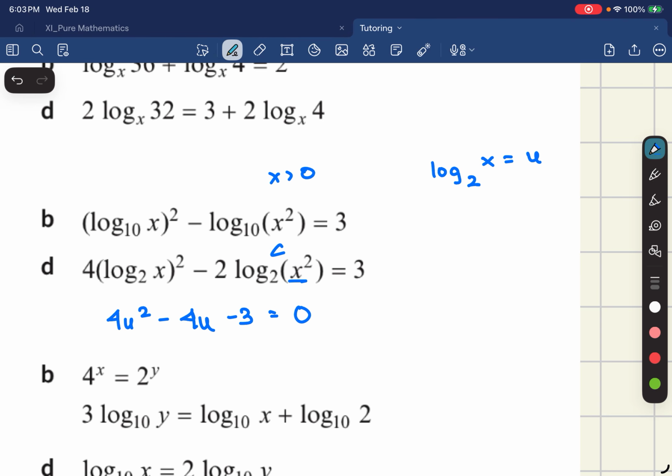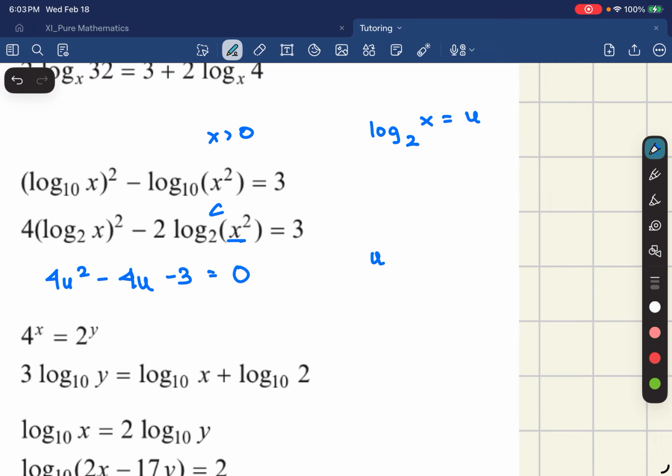So this is the quadratic equation, and you can solve this using the quadratic formula. u is equal to minus of minus 4, plus or minus the square root of 16 minus 4 times negative 3, so minus of minus 48.